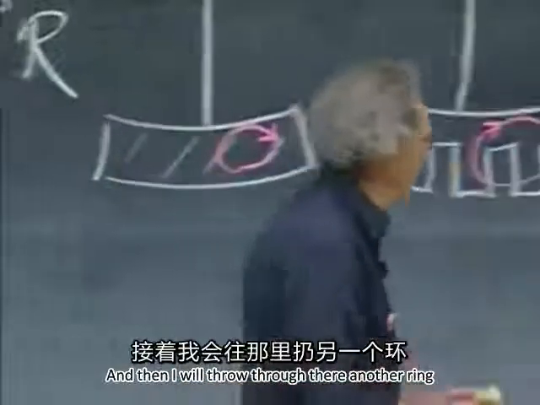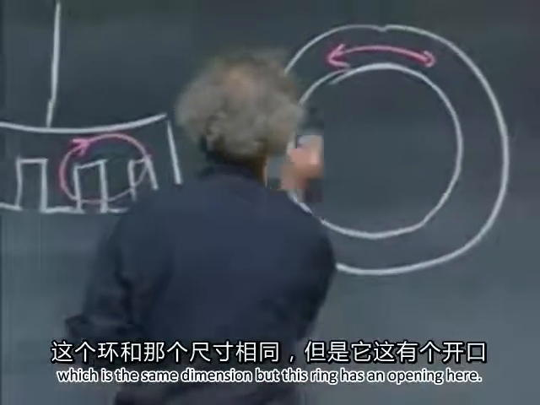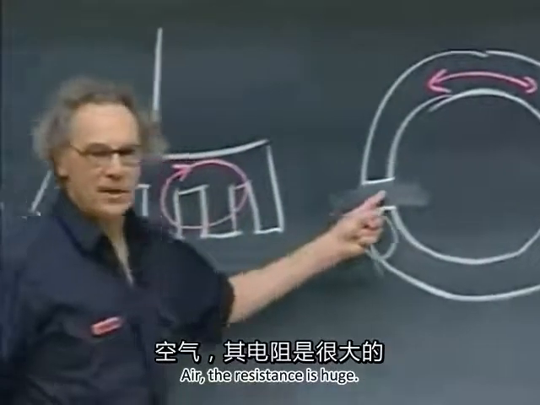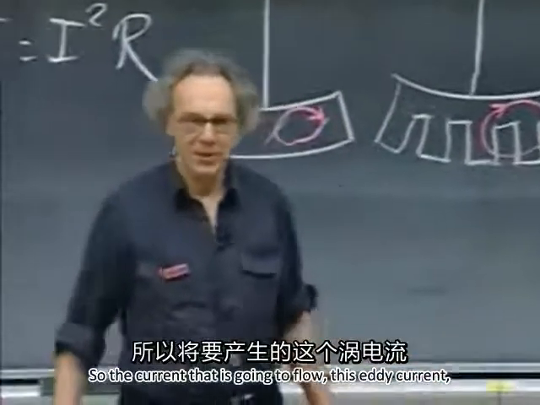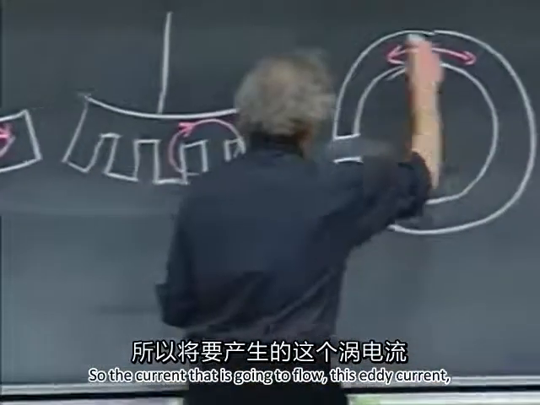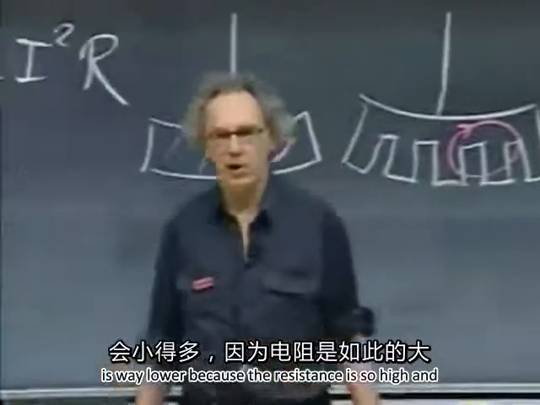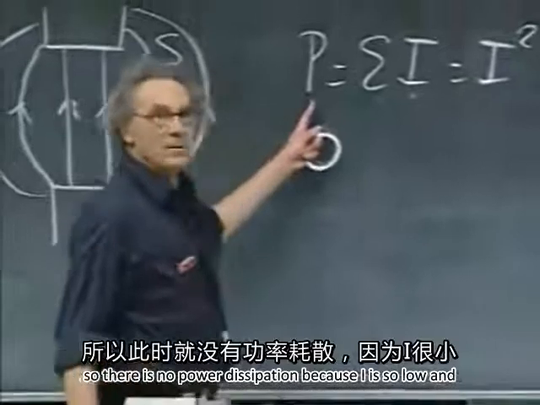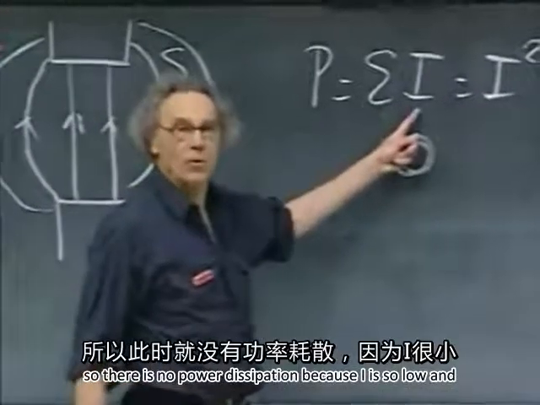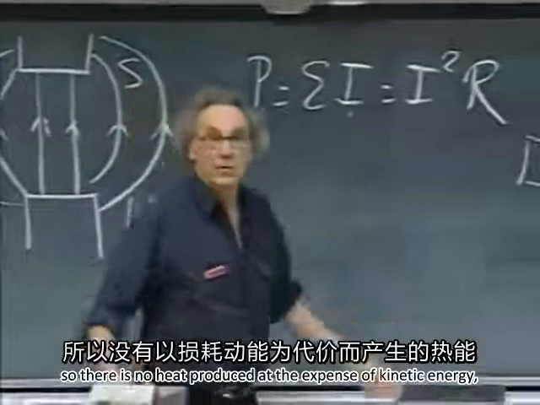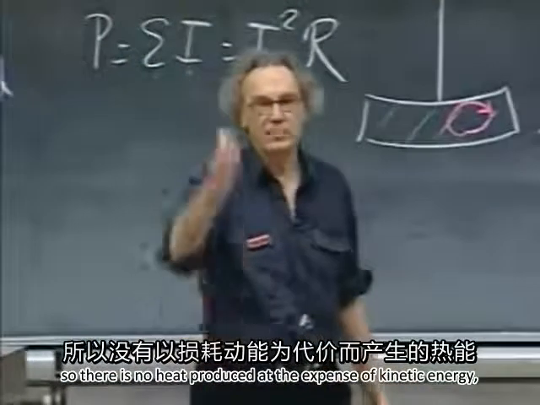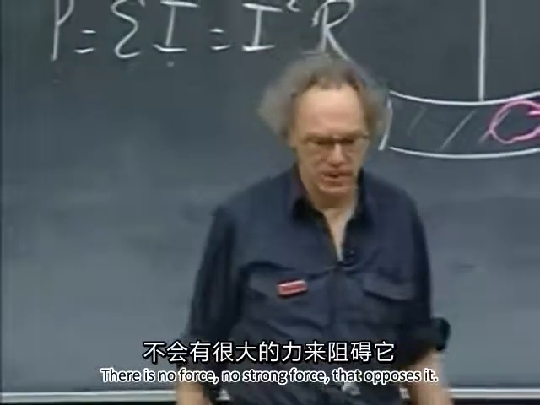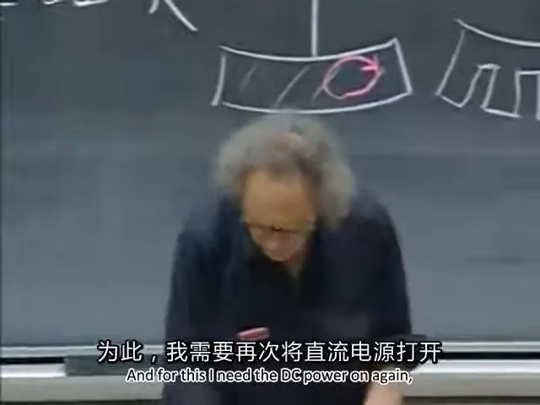And then I will throw through there another ring, which is the same dimension, but this ring has an opening here. Air, the resistance is huge. So the current that is going to flow, this eddy current, is way lower because the resistance is so high, and so there is no power dissipation because I is so low, and so there is no heat produced at the expense of kinetic energy, so there is no damping. There is no strong force that opposes it. And I can show you both.